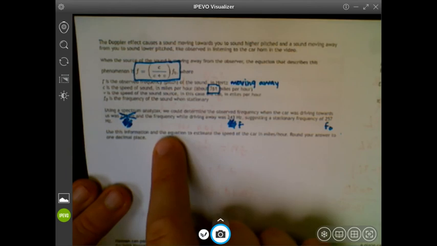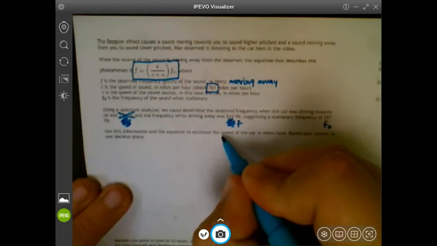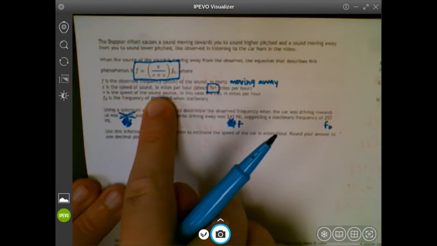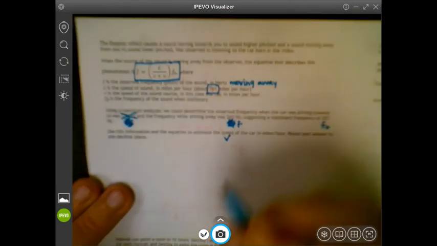So then it says use this information in the equation to estimate the speed. And when they say speed, they're saying the speed of the car. So that's V. So what we're trying to find is V.